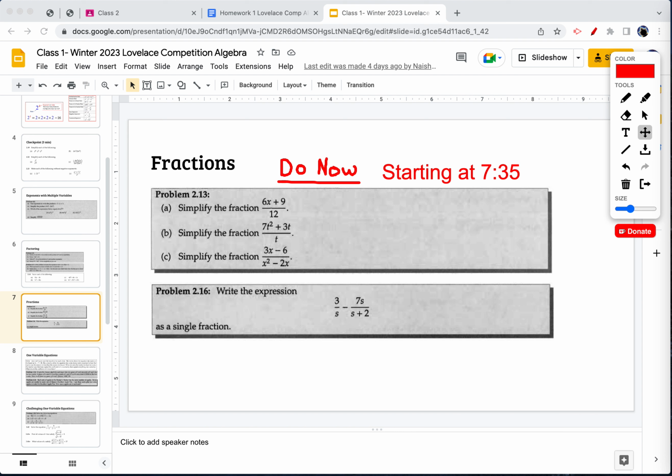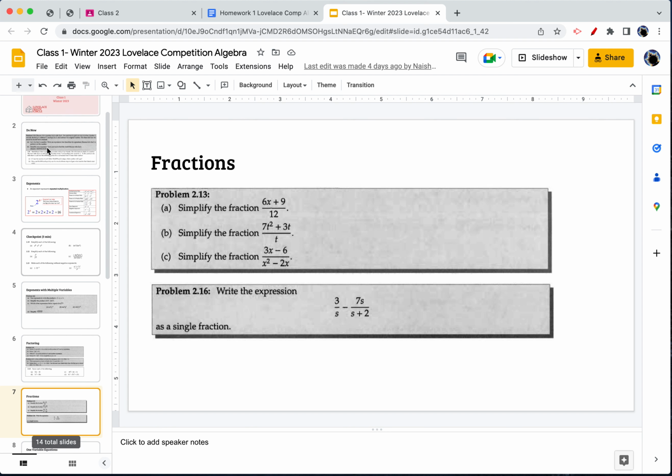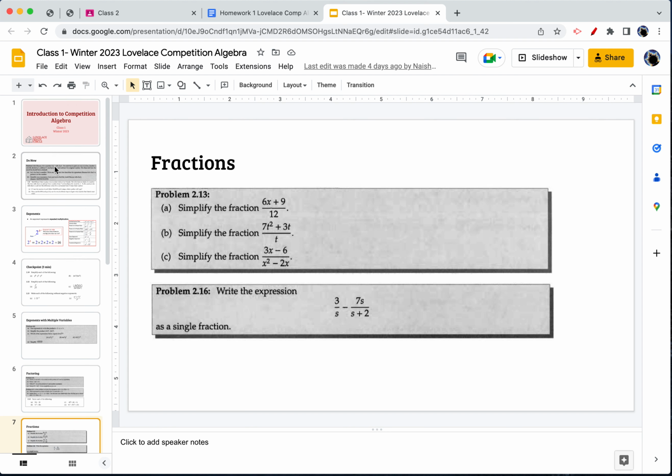Okay, so I think we can start now. First thing we'll do, we'll go over the material from last week. So I'll go over the do now once we go over our exponents lesson from last week.